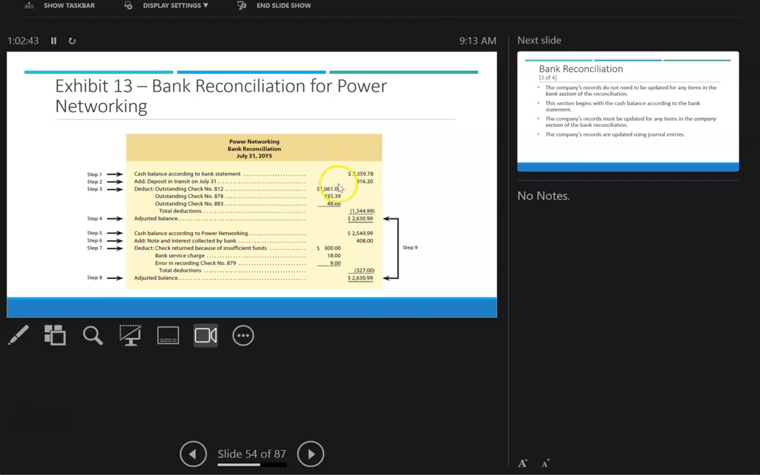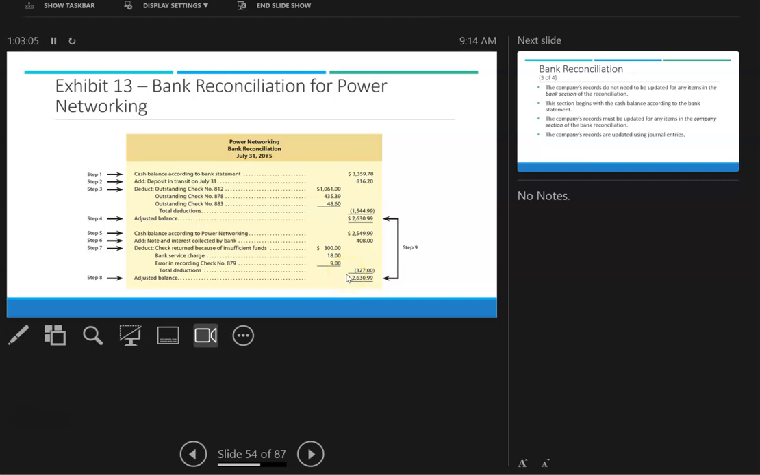So here you see the cash balance according to the bank statement, deposits that haven't hit the bank yet, checks that haven't hit the bank yet, and an adjusted balance. And then on the company side, the cash balance, items that have hit the bank that we don't have yet, in additions and subtractions, and an ending balance.